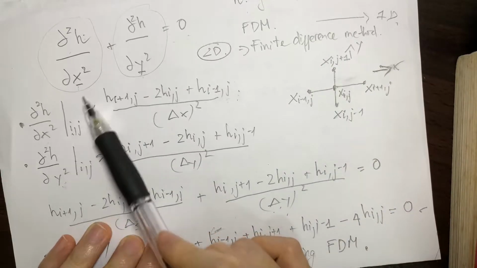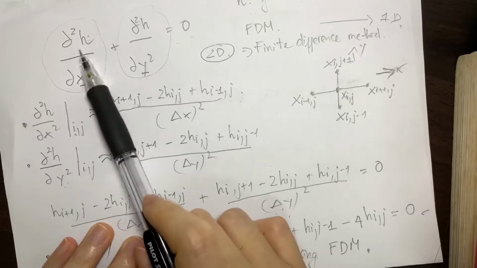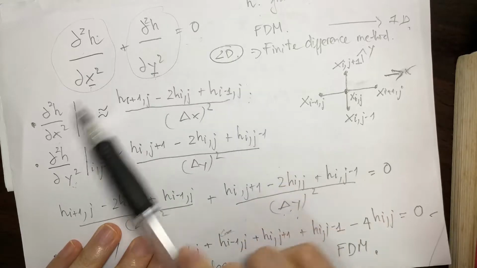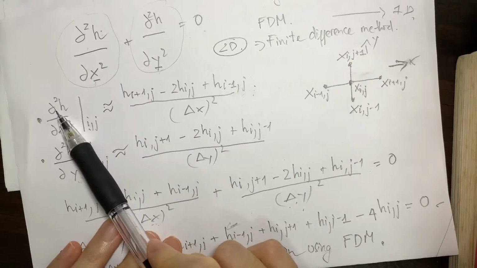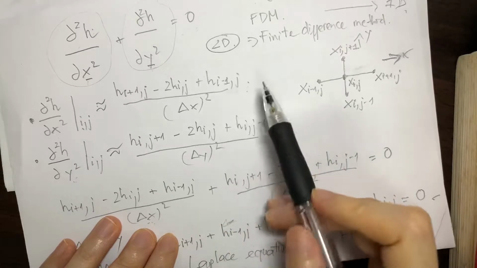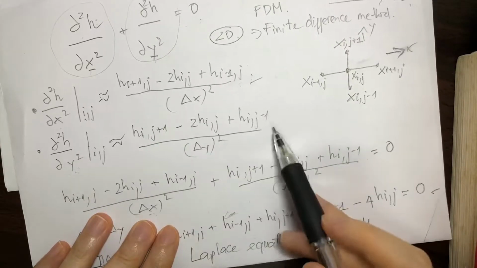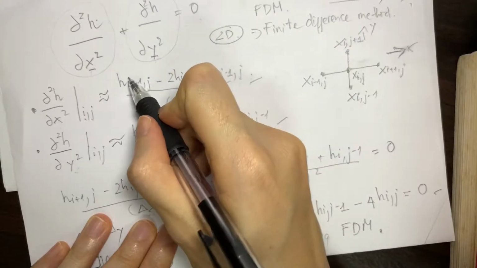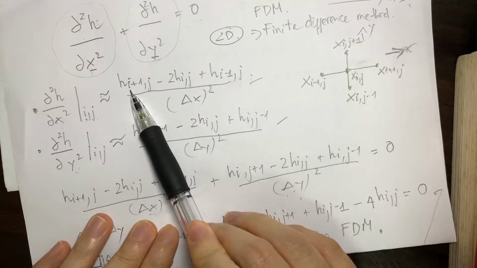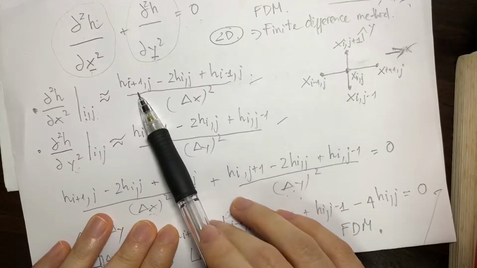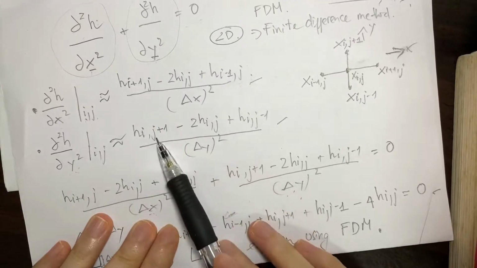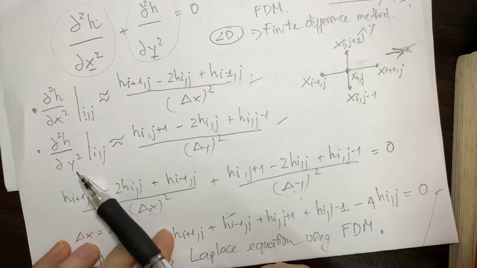I have the term for x, the partial derivative equations, and for the partial derivative of x, I have the equation like this, and for the y I have the equation like this. So in here you see we have the i and j nodes. i represents the position in the x direction, and j represents the position in the y direction.